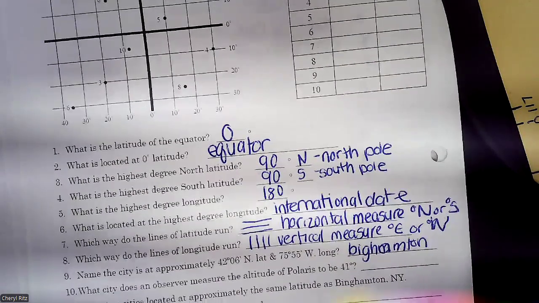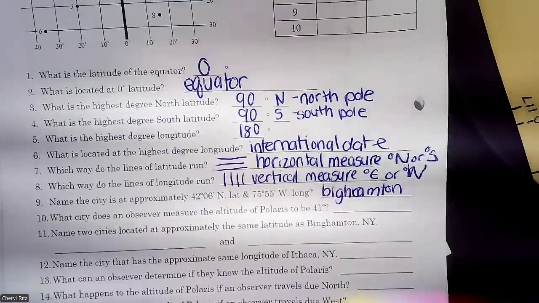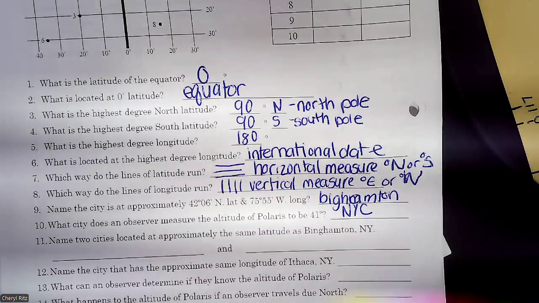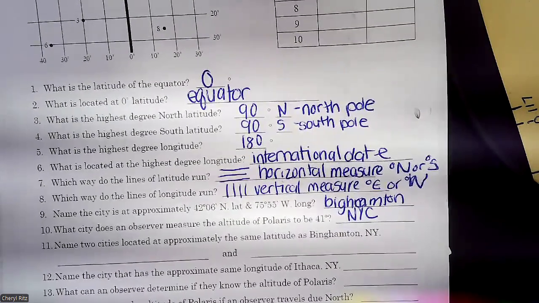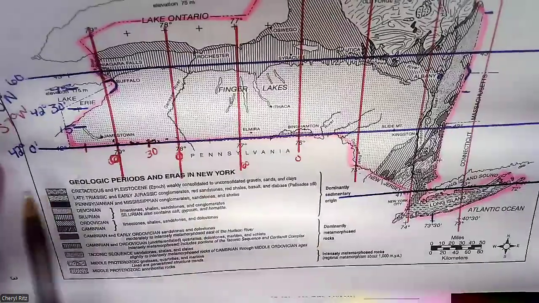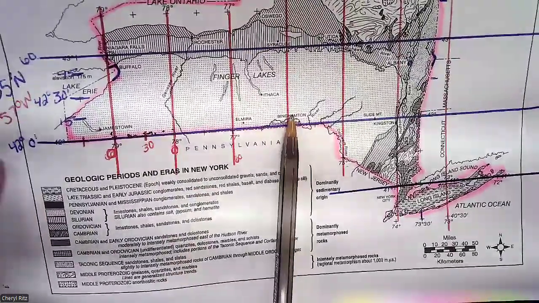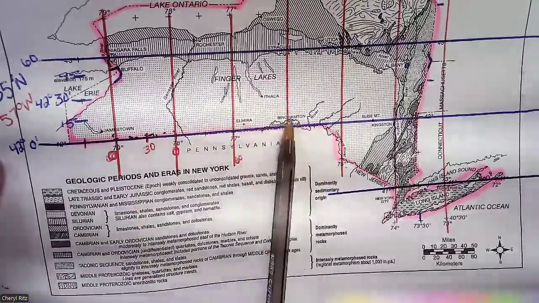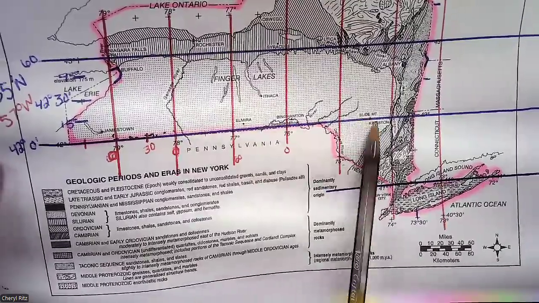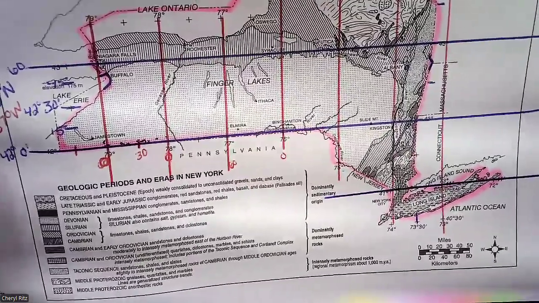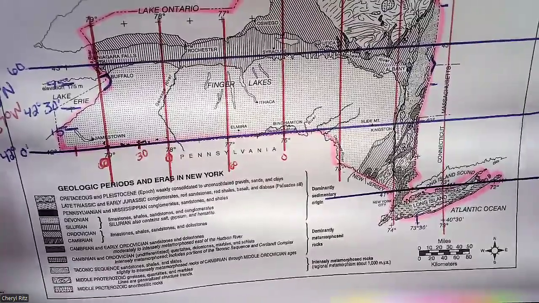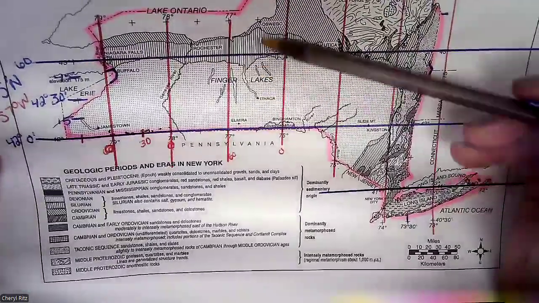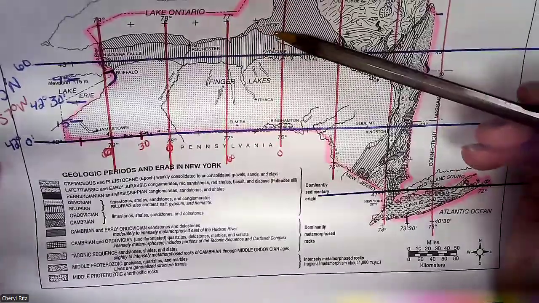What city has a measurement of altitude of Polaris of 41? Again, that same question was on the homework. That is New York City. Name 2 cities located at the approximate same latitude as Binghamton. You could have had multiple different answers. There's latitude. So Elmira's the same latitude. Jamestown's just about the same latitude. And if you went the other way, Middletown and Kingston are both also really close to the same latitude as Binghamton. Now, same longitude for Ithaca. There's Ithaca, longitude goes this way, so that would be Oswego.